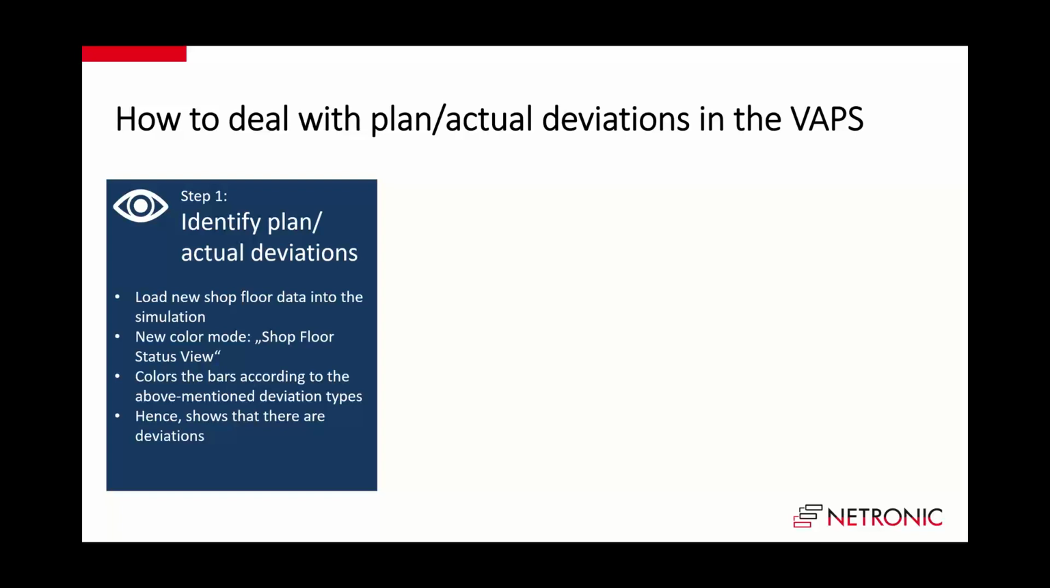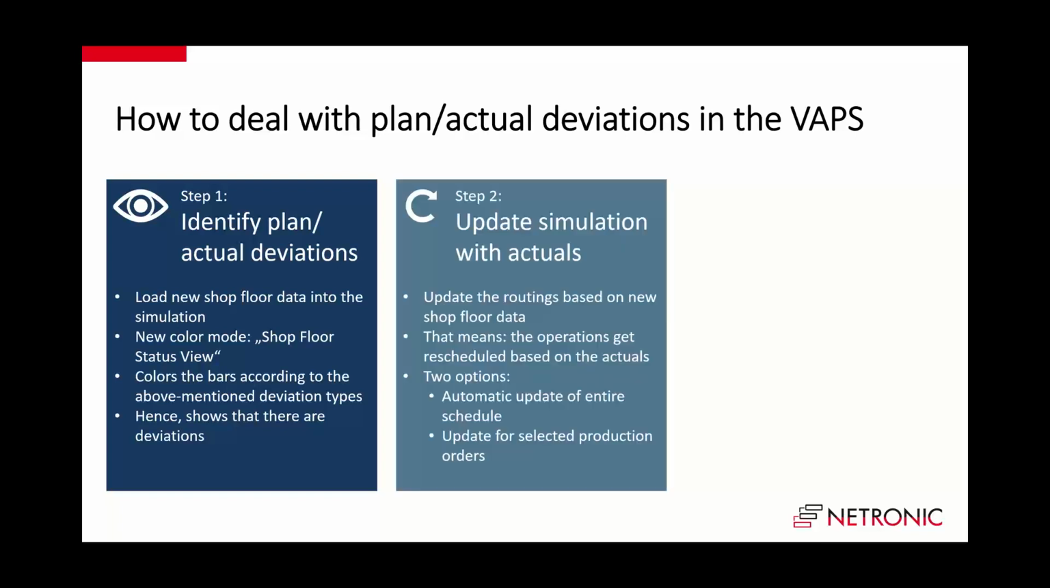And so the coloring in the shop floor mode is according to the deviation types. And hence, with this view, you see that there are deviations between what you had planned and how you did execute. And then the next step, once you saw this, then you can update the simulations with the actuals.